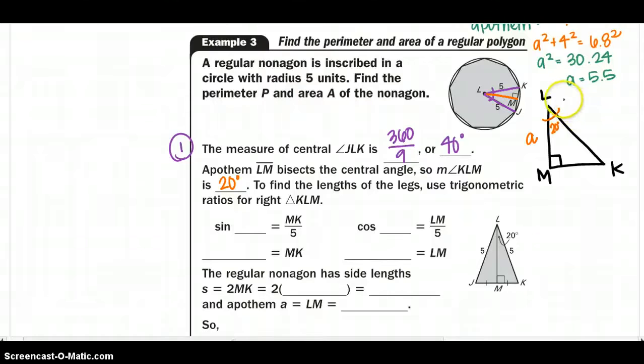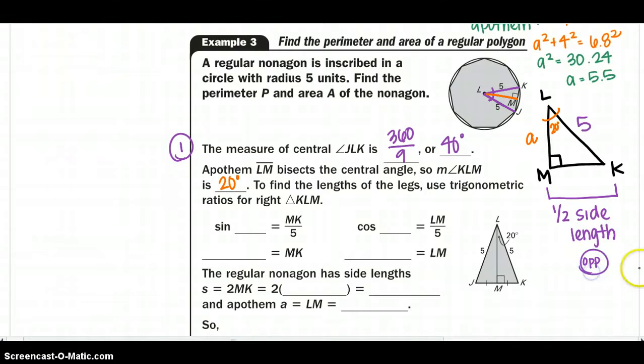So we know that LK is 5 because that is one of our radii that we can use. So now we have 20 degrees. We have our hypotenuse, but now we need to find the other two sides. So MK is going to help us find half of the side length. We can say that would be our opposite side. Y'all recall? So the sine of 20 equals MK over 5.